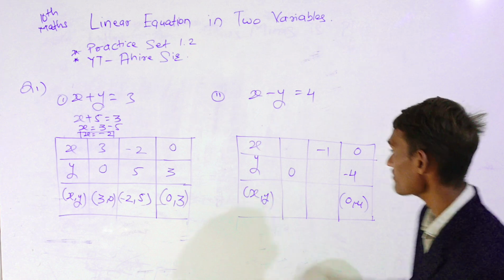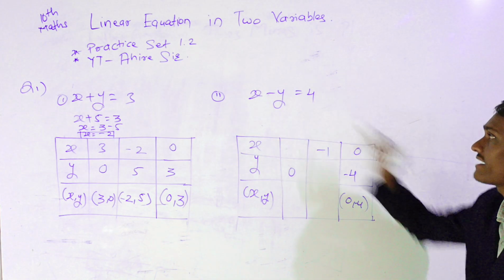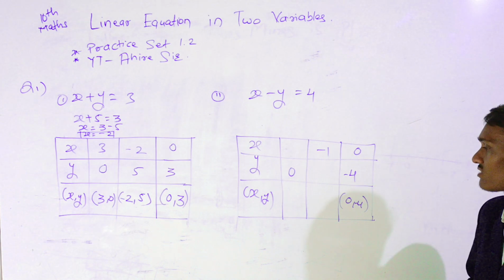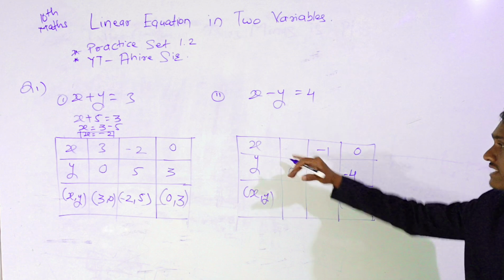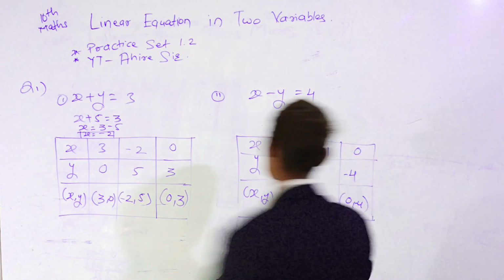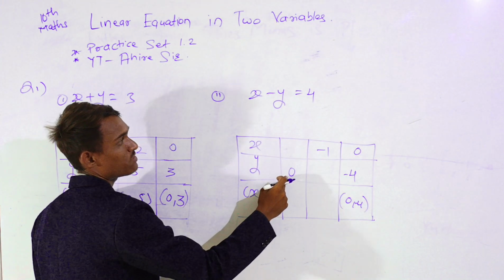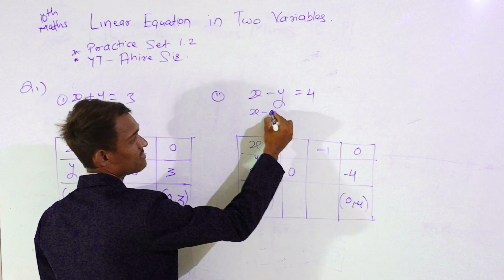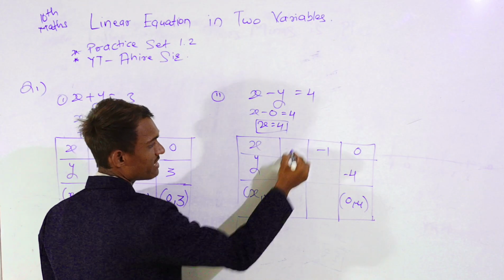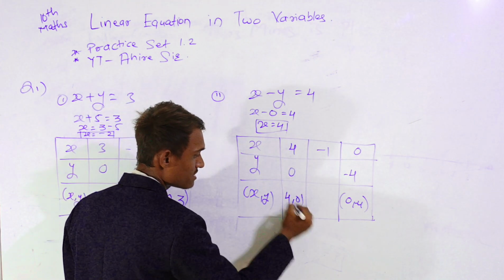Now the second one: we have the equation x minus y is equal to 4. Depending on the equation, we have to find the value of x, and in the last one we have to find the value of y. By applying y is equal to 0, x minus 0 is equal to 4, so x is equal to 4. So the coordinates become 4 comma 0.